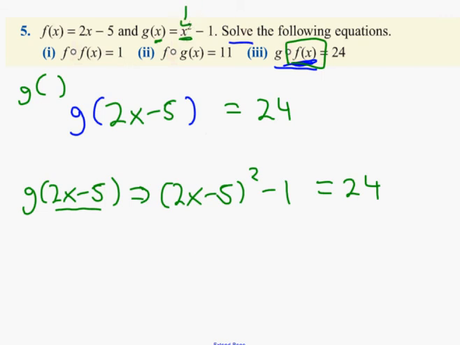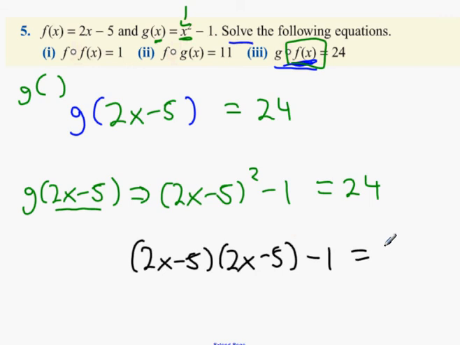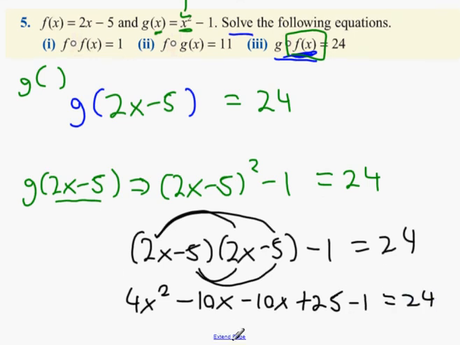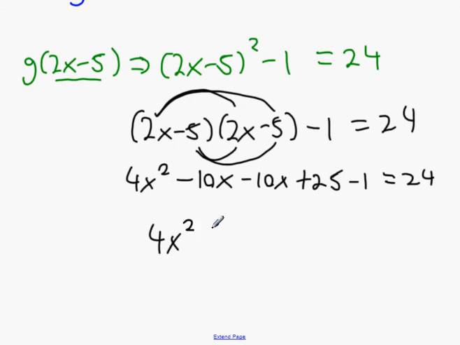Okay? So we're going to multiply this out, and you're going to get 2x minus 5, bracket 2x minus 5, and then you're going to take away 1. So multiply this out, 2x by 2x, 2x by minus 5, minus 5 by the other one, minus 5 by minus 5, and then minus 1 equals 24. Now this is an unusual one in that it could be a reference number question, or in this case it actually turns out to be plus 24 equals 24.